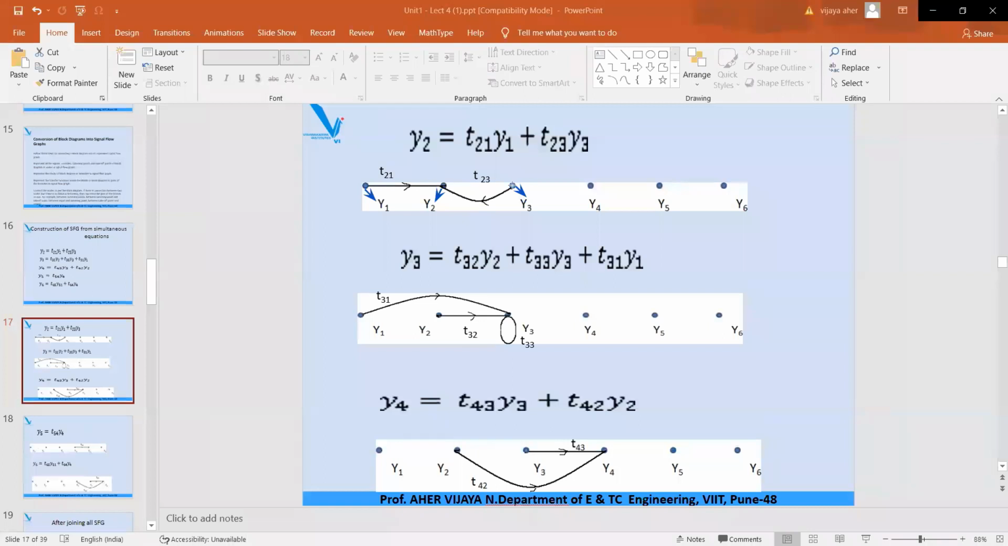Okay, so this is how I am going to draw the SFG signal flow graph from this simultaneous equation. So this is nothing but my signal flow graph. This is nothing but signal flow graph for this simultaneous equation. Y2 is equal to T21 Y1 plus T23 Y3. Got it?